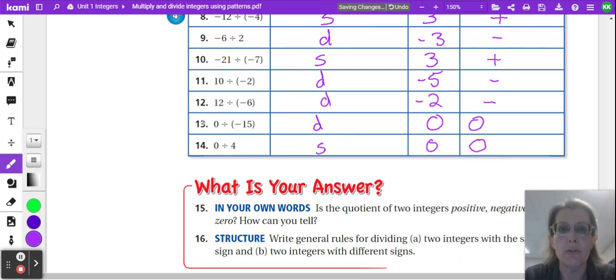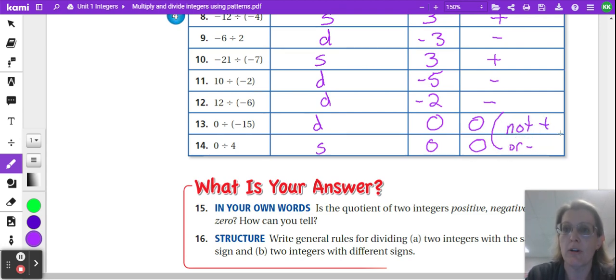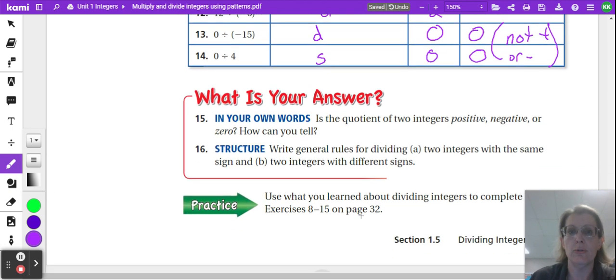Now these last two, 13 and 14, are kind of tricky, but don't let them trick you. If you have 0 divided by a number, that's always going to be 0. 0 divided by any number is 0, and 0 is not positive or negative. So 0 is just neutral. It's not going to be a positive or a negative number. Now try the last two.